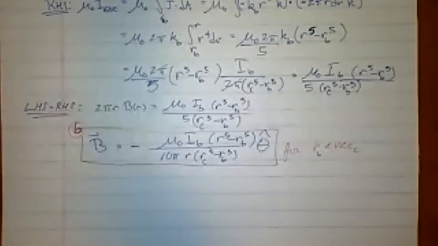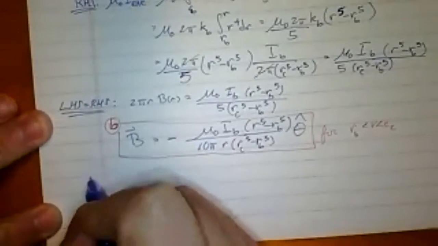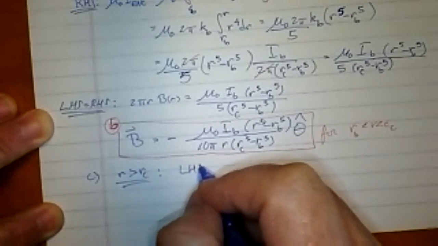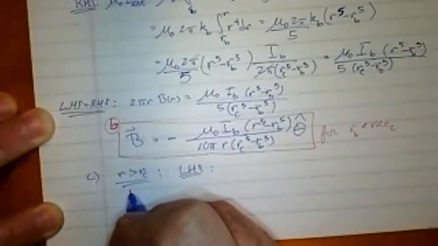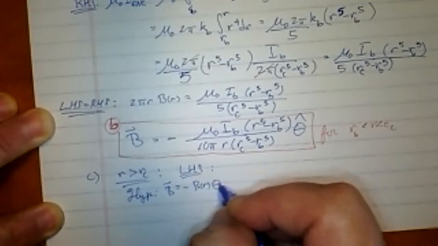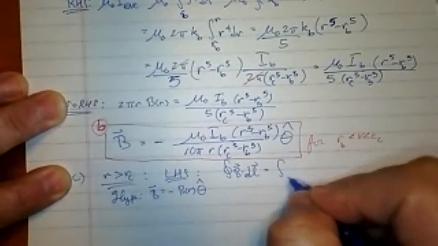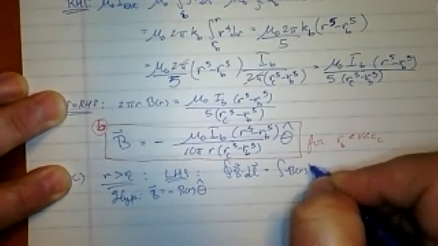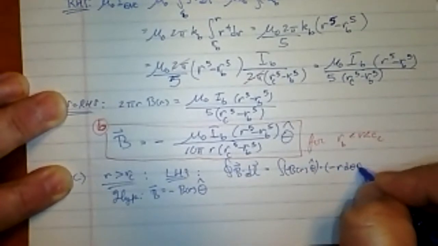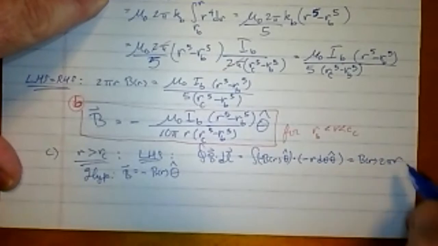Now the part C is really the easy one, and that's because we know the total current enclosed, so I ain't got to do all this crazy integral stuff. But what you're going to get is for part C, this is for R greater than RC. So the left-hand side, again, we're making the hypothesis that B is equal to negative B of R theta hat, and the integral B dot DL becomes integral B negative B of R theta hat dotted with negative R d theta hat. Again, we're using the same Amperian loop. So I just get positive B of R times 2 pi R.